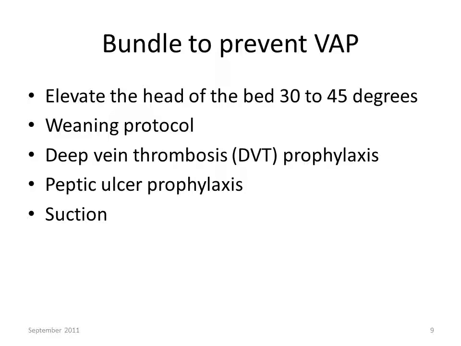Bundles also prevent VAP, as we said: elevate the head of the bed 30 to 45 degrees, weaning protocol as soon as possible, deep vein thrombosis prophylaxis, peptic ulcer prophylaxis, and suction. Limit the suction to 10 seconds when the catheter is inserted in the endotracheal tube.